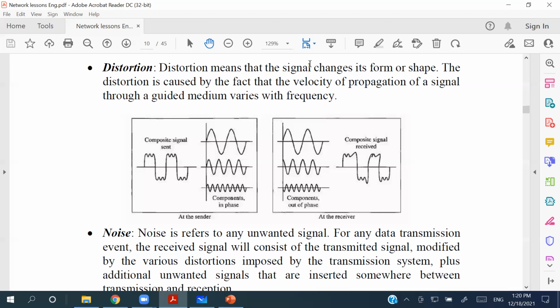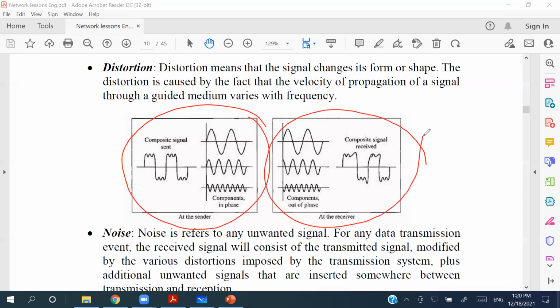That is what I have illustrated in these two diagrams. This side, the left side, is describing the starting point, and the receiving end. They are received in different time frames due to their propagation speed, which will cause a different signal to be received at the receiver's end.